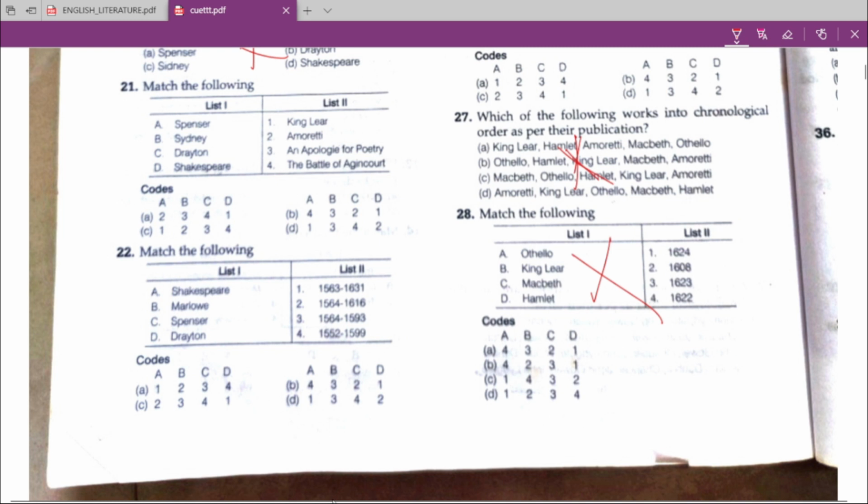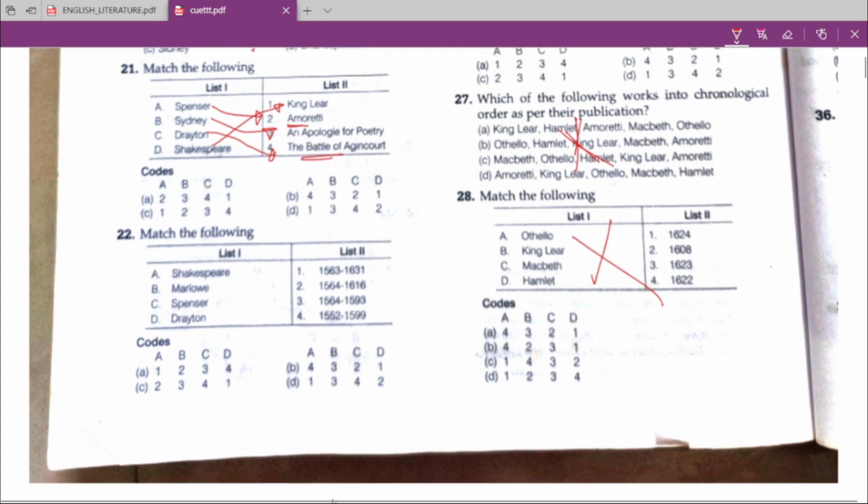So Spenser has written Amoretti, whereas Sidney has written An Apology for Poetry, Shakespeare has written King Lear, and Drayton has written the Battle of Agincourt. So Michael Drayton has written the Battle of Agincourt, Shakespeare has written King Lear, and Sidney has written An Apology for Poetry, whereas Spenser has written Amoretti, a collection of sonnets and poems. Okay. Next question.